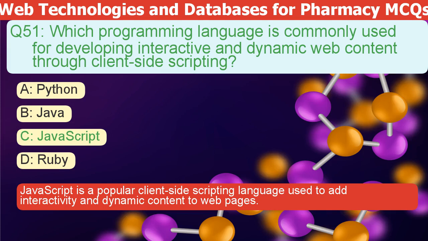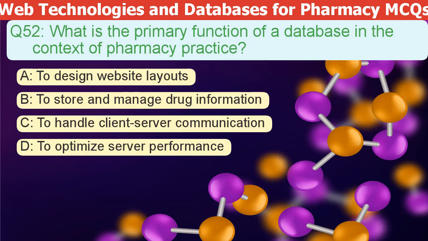JavaScript is a popular client-side scripting language used to add interactivity and dynamic content to web pages. What is the primary function of a database in pharmacy practice? A. To design website layouts. B. To store and manage drug information. C. To handle client-server communication. D. To optimize server performance.